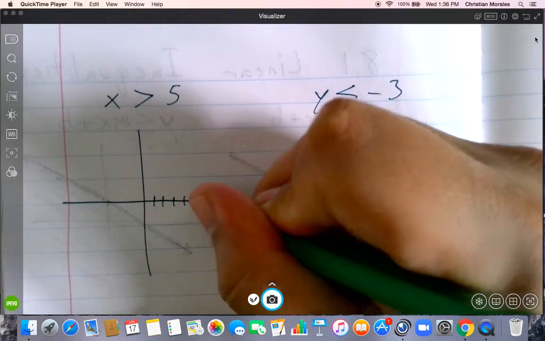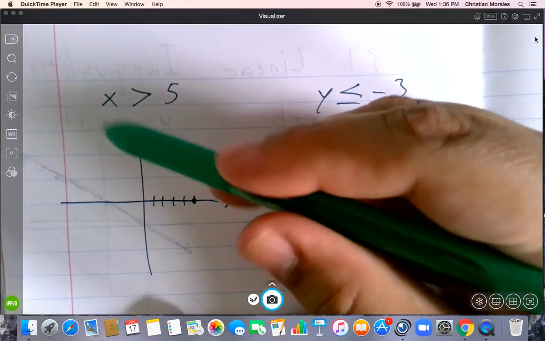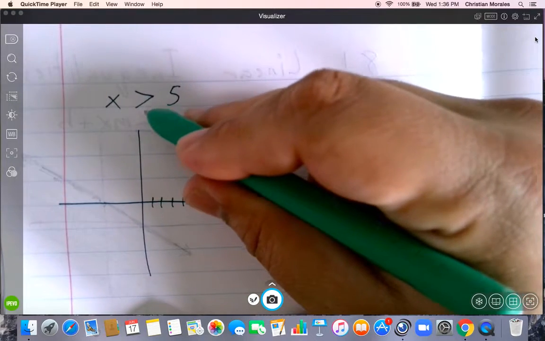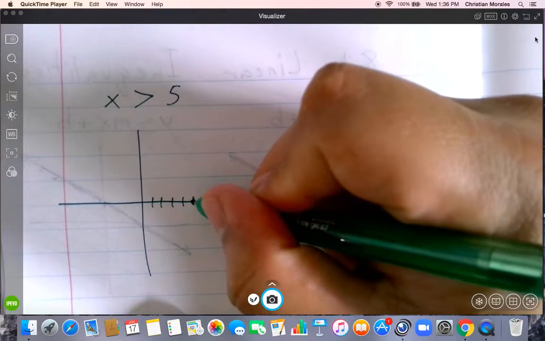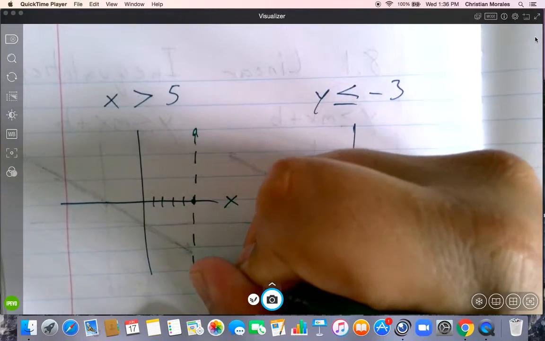Right here, right? It's right there. So when you see this, instead of doing a diagonal line, what you're going to draw is a vertical line. Now, what kind of line will it be? There's no line underneath, so I'm going to make it a dashed line. So it's a dashed line at 5.